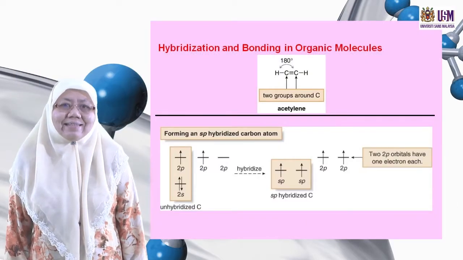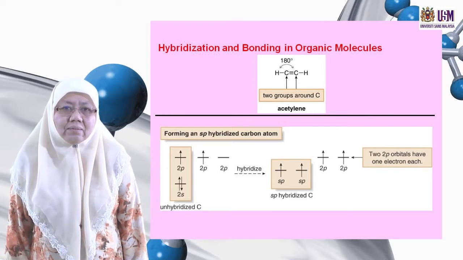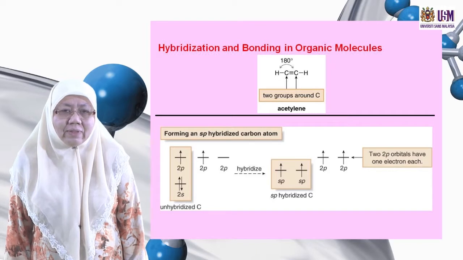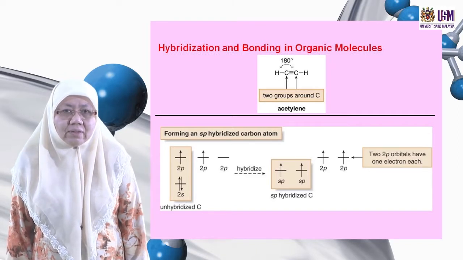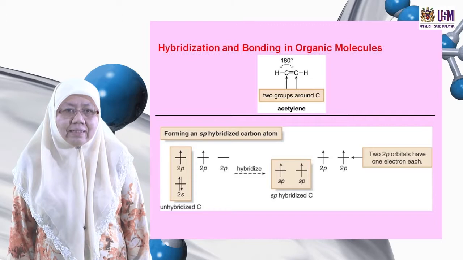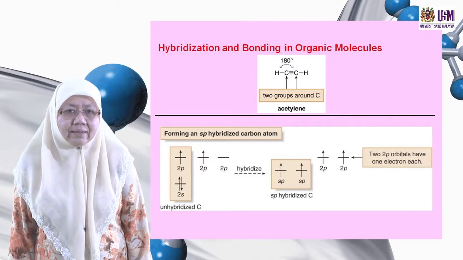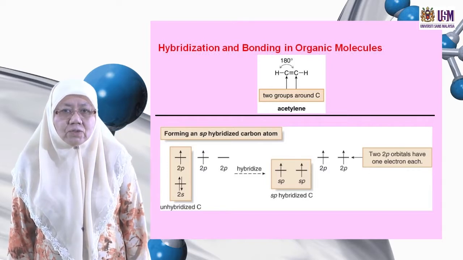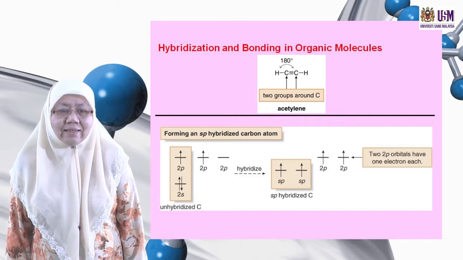The next molecule is acetylene. Acetylene is an organic molecule with a carbon-carbon triple bond. And in order to form this triple bond, we look at how hybridization occurs. So we need sp hybridization in order to have a linear structure as in acetylene. For this to occur, the 2s orbital hybridizes with a 2p orbital, and the hybridized orbital that is formed is the sp orbital, and there will also be two 2p orbitals that are not hybridized, and they will each have an electron.